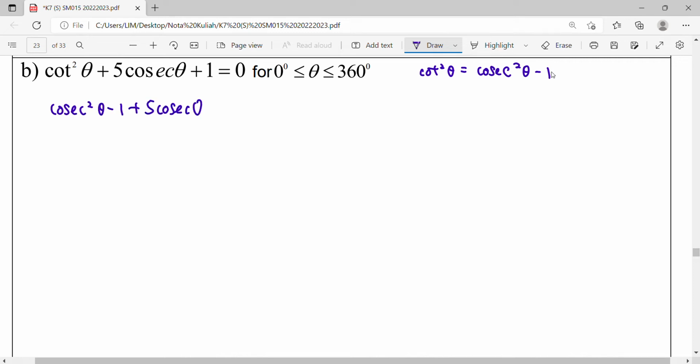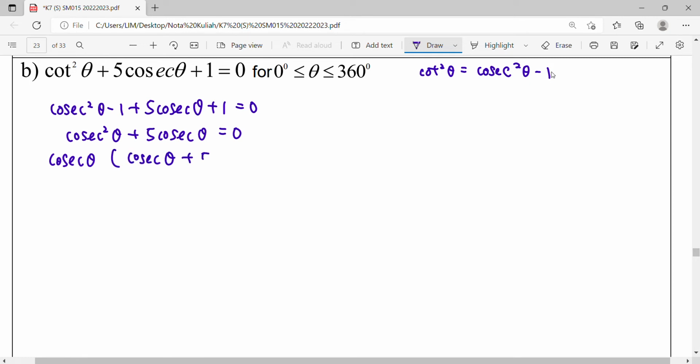And we try to simplify our equation to a form that we can solve. So from here is our quadratic form, plus 1 minus 1 will be equal to 0. Then we notice that we can factorize cosecant theta. So here we can read our answer: cosecant theta is 0, or cosecant theta equals negative 5.